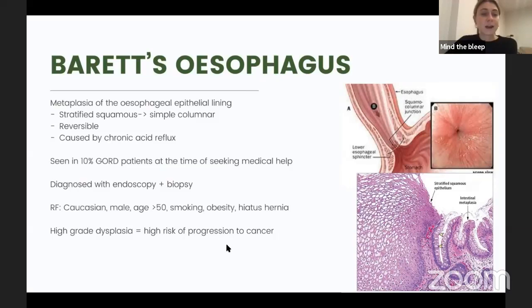There is a risk that Barrett's esophagus might progress to cancer, and this is why we have to keep an eye on patients with Barrett's esophagus by doing regular checks with upper GI endoscopy. If at any point during the surveillance a high-grade dysplasia is found, that means there is a higher risk of progression to cancer. So we'd have to intensify the endoscopic surveillance, and sometimes parts of the lining might have to be resected.